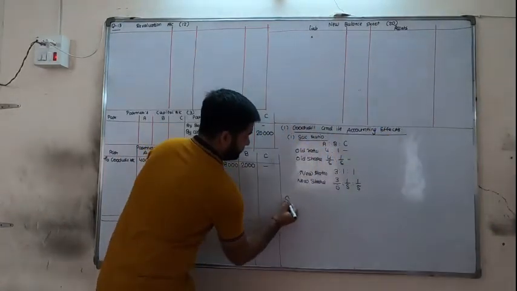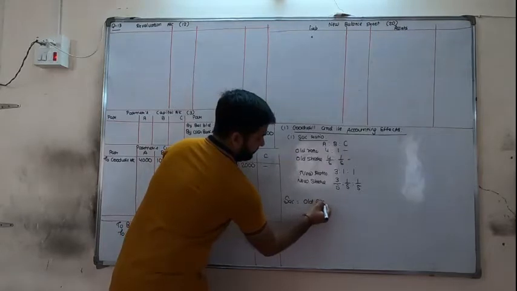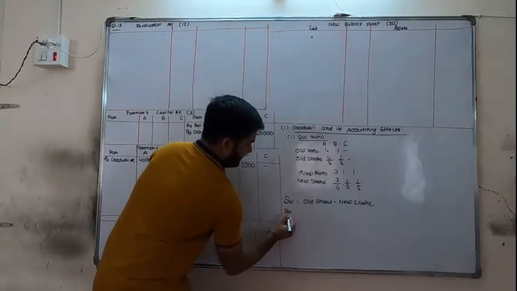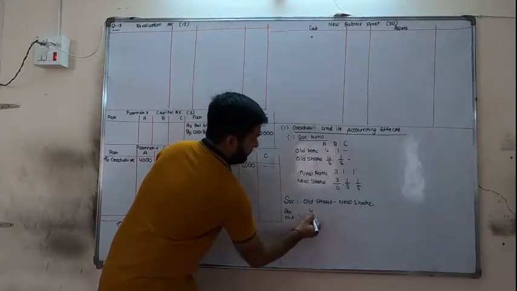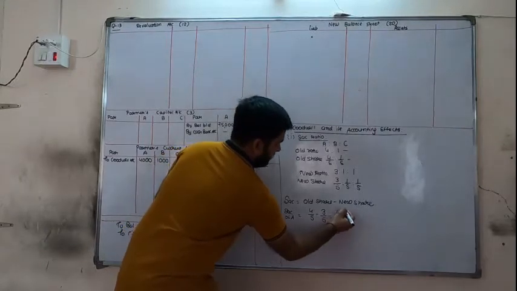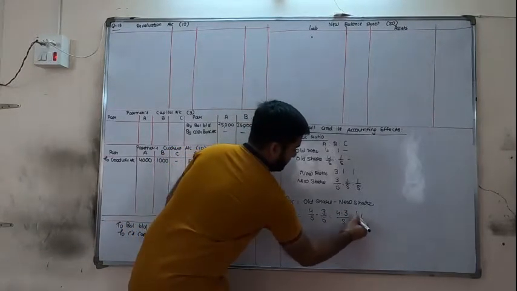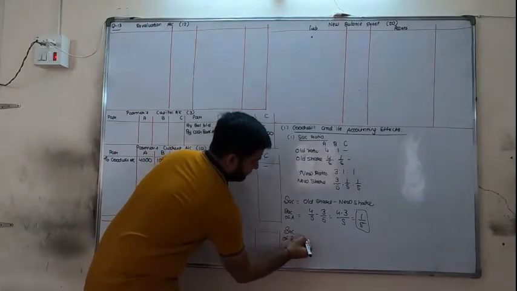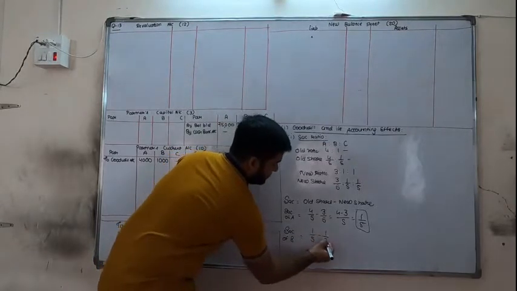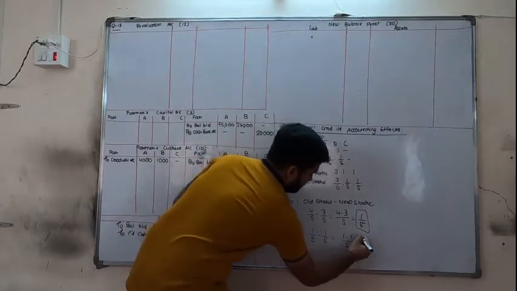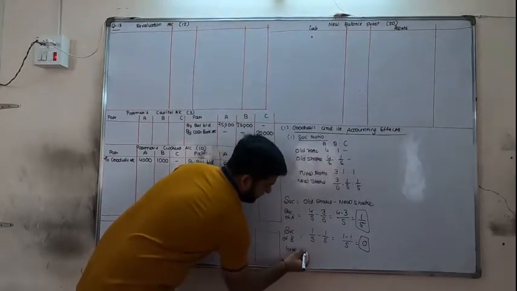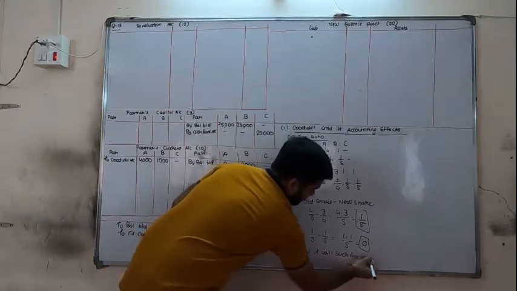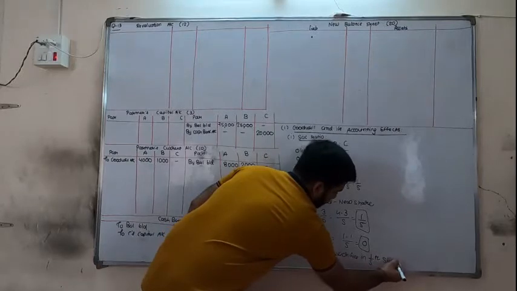Now sacrifice is equal to old share minus new share. Sacrifice of A: old share of A is 4/5, new share of A is 3/5. 4 minus 3 by 5 is 1/5. Next, sacrifice of B: old share 1/5, new share also 1/5. 1 minus 1 by 5 is 0. Here only A will sacrifice a 1/5th share.